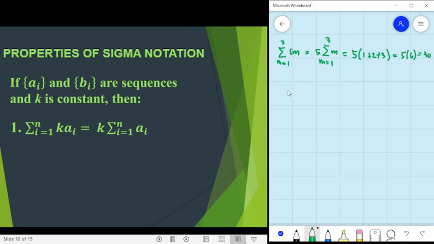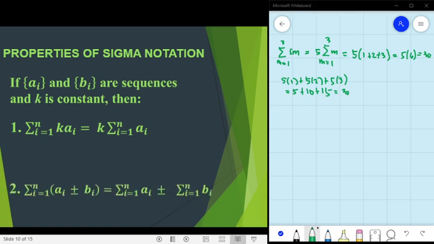It is the same as 5 times 1 plus 5 times 2 plus 5 times 3, which is equal to 5 plus 10 plus 15, which is equal to 30. Okay? So that explains the property.